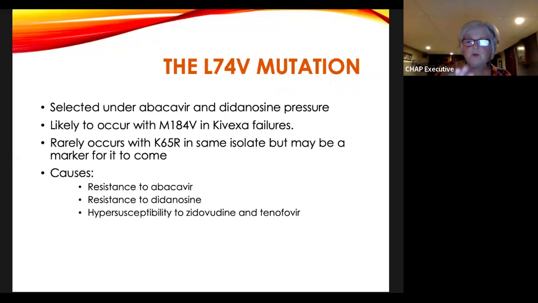It rarely occurs with the K65R mutation, but it may be a marker that the 65R mutation is on its way. What it does is cause resistance to abacavir, or it emerges under failure with abacavir, under failure with didanosine, but it can confer hypersusceptibility to things. The virus with this mutation can be hypersusceptible to zidovudine and tenofovir.